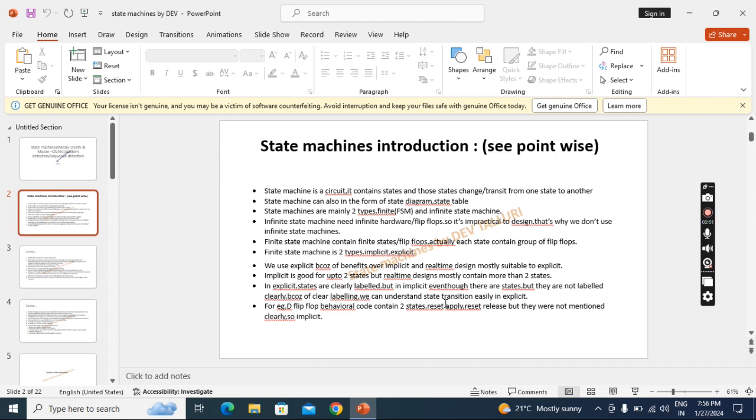Some more benefits are also there. Suppose we take a D flip-flop behavioral code in Verilog, it contains states, reset applying and reset releasing, but we don't mention or label them clearly, no? So it contains states, but they are not visible clearly. That is meant by implicit.